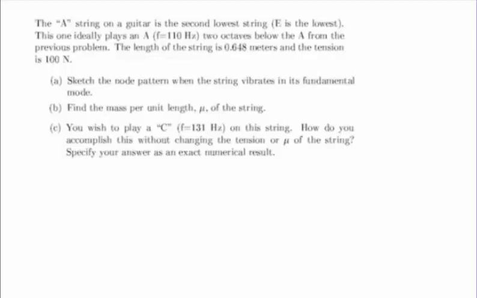A string on a guitar is the second lowest string, since E is the lowest. This one ideally plays an A at a frequency of 110 Hz, 2 octaves below the A from the previous problem. The length of the string is 0.648 meters and the tension is 100 newtons.